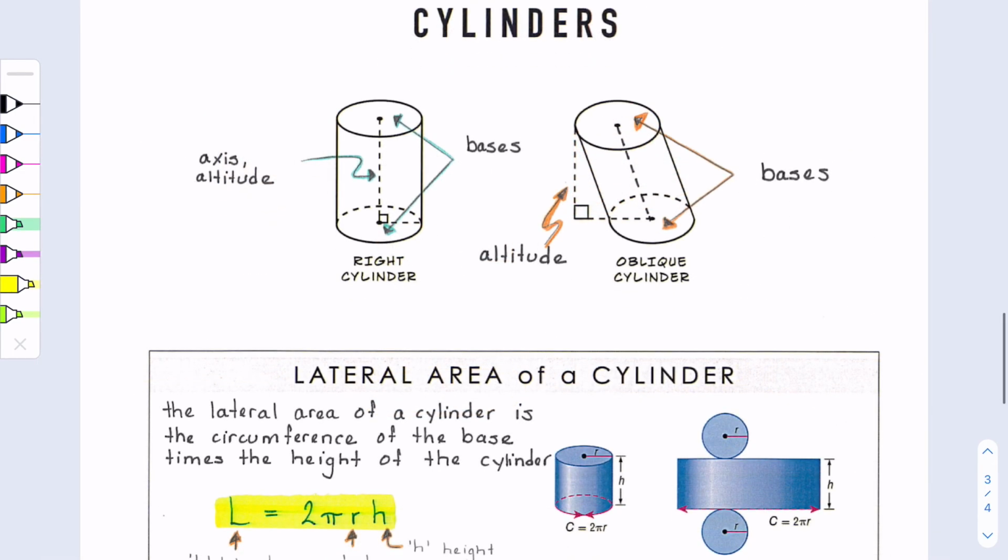Next, we're looking at cylinders. Recall that a cylinder has a base of a circle, and the altitude or the axis is the height between the bases. If we're looking at an oblique cylinder, the only difference is that the distance between the bases is still called the altitude. However, you need to make sure you clearly identify what that altitude is.